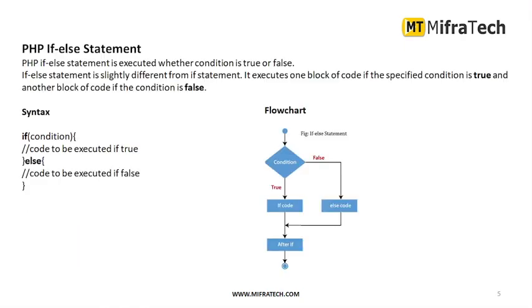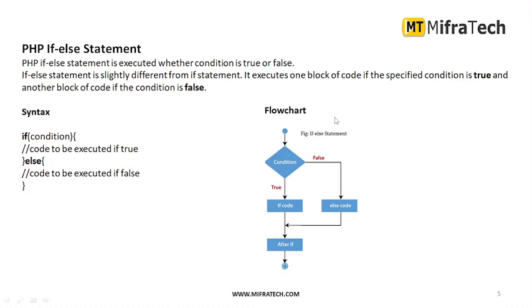PHP if else statement. The PHP if else statement is executed whether the condition is true or false. It will execute when it is true or false. The if else statement is slightly different from the if statement. It executes one block of code if the specified condition is true, and another block of code if the condition is false.